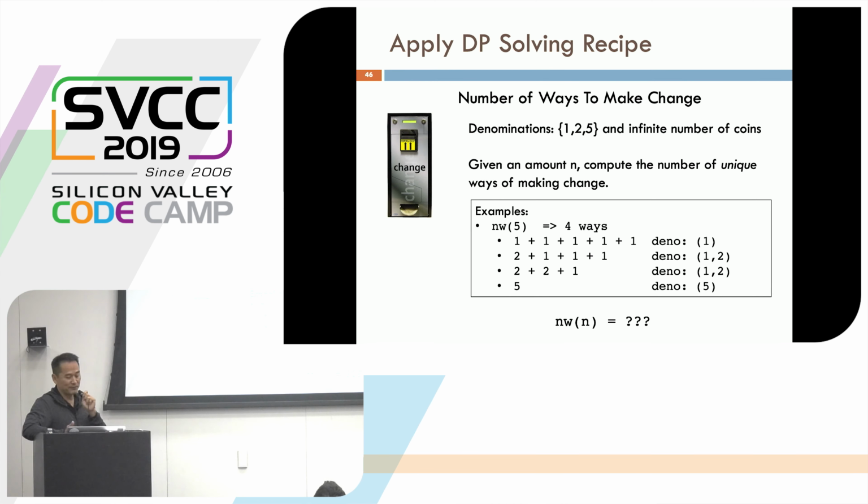So if n is 5, then in this example, we have 4 ways of making change for 5. One way is all ones. The second way is 2 and 1s, the coins 2 and 1s. And then the last one is the coin of 5. Right? So we're using all the coins, but not all together at the same time. Not necessarily.